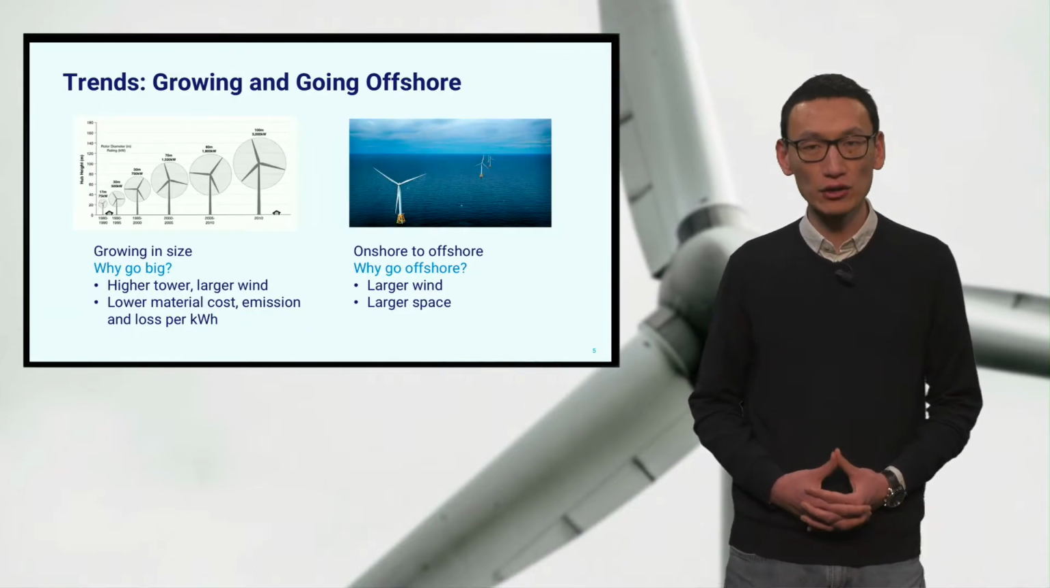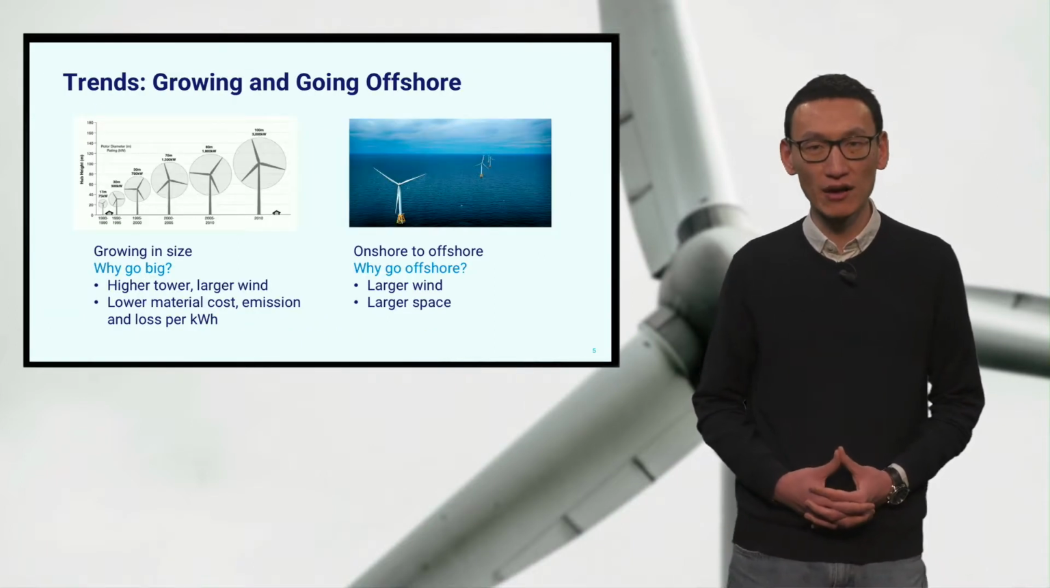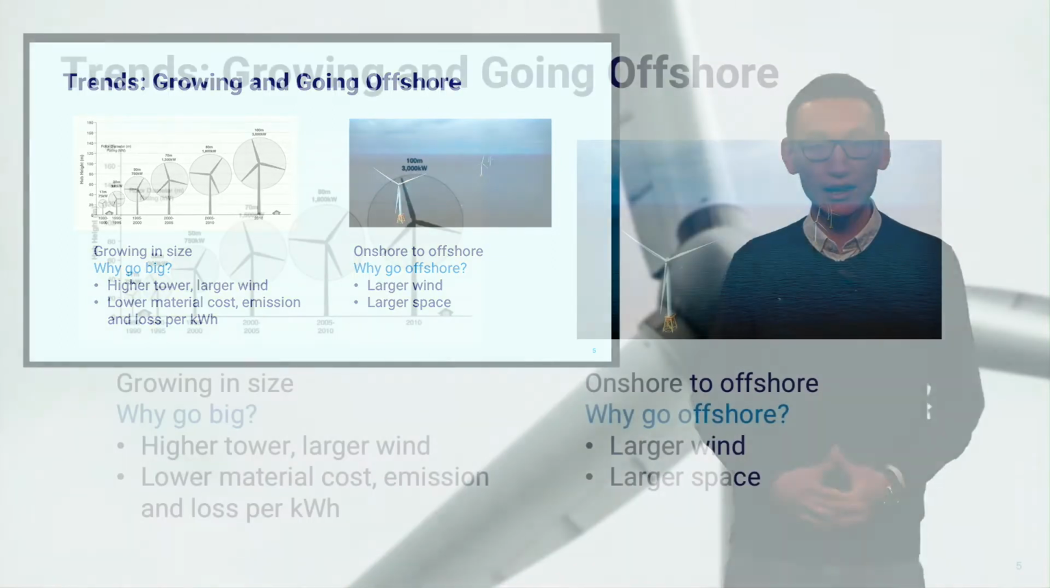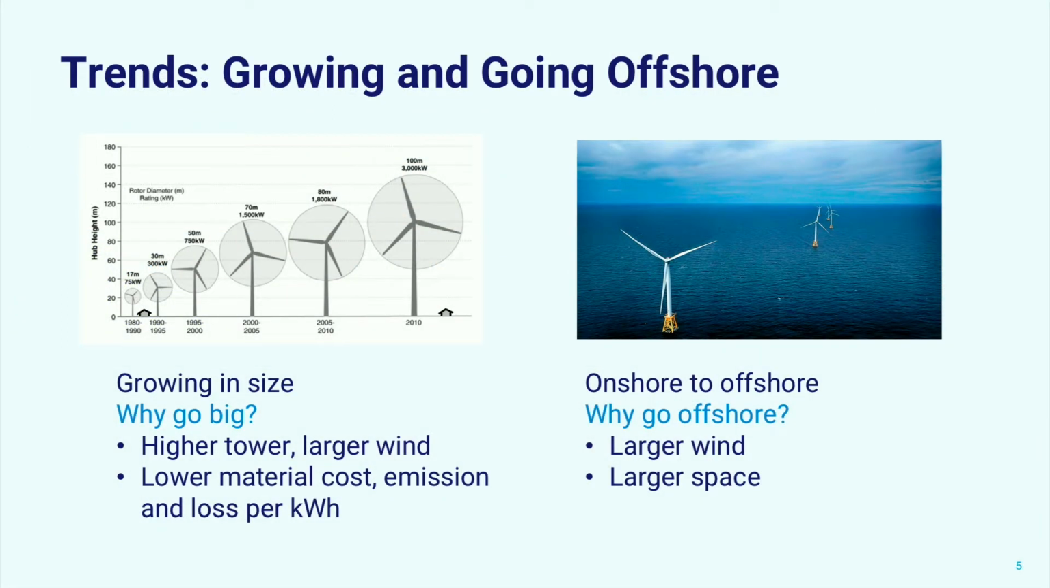Let's now have a look at the trend of the development of the wind turbine generators. As we can see from the figure on the left, the wind turbine size is growing bigger and bigger in past years. There are several motivations for going larger. First, with a higher tower, the blades can get higher wind speeds to generate more power. Second, with the increase in size, the material cost, emission and loss per unit energy is reduced.